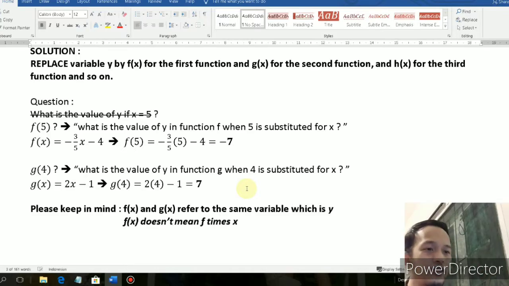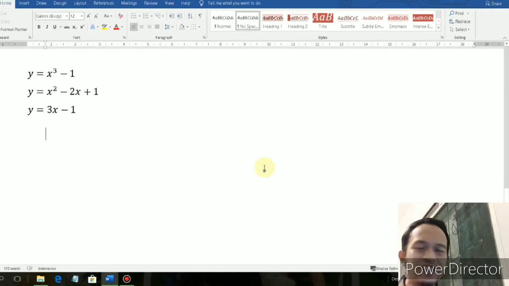And another thing is f of x or g of x doesn't mean f times x. It's just a symbol, a unity. So do not translate it as f times x. Or if we use g of x, it doesn't mean that it is g times x. So if a system consists of three functions for now, so this is three functions.